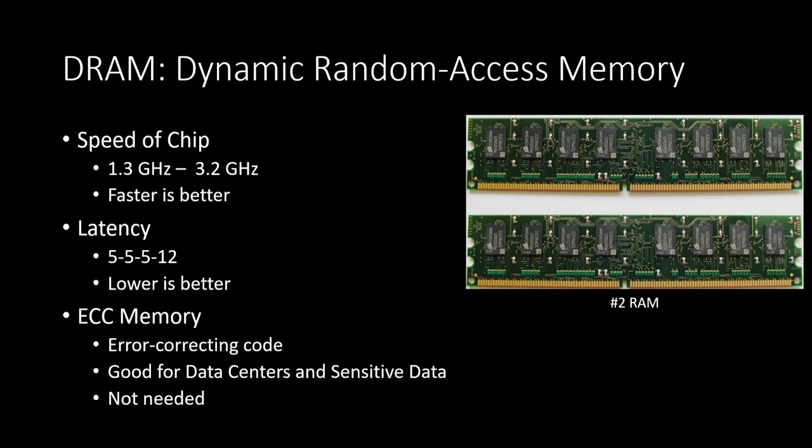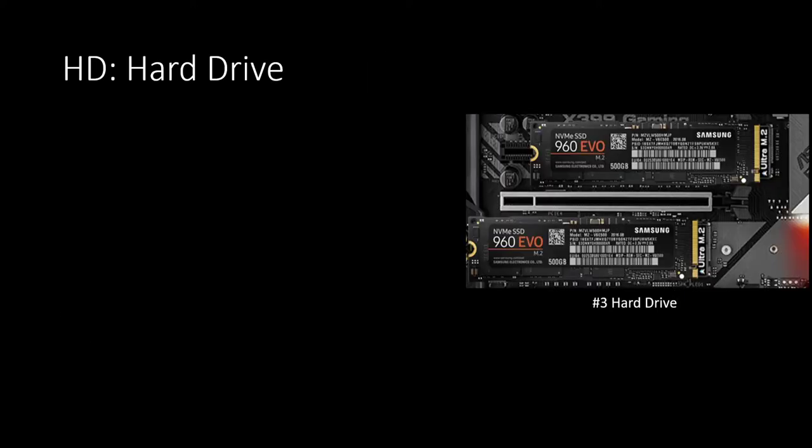And then finally, for memory, there's something called ECC memory, or error correcting code memory. And this is usually used for data scientists and data that's very sensitive, where you don't want your RAM making any mistakes on what it's calling a 0 or a 1, etc. But in general, for us, we don't need that.